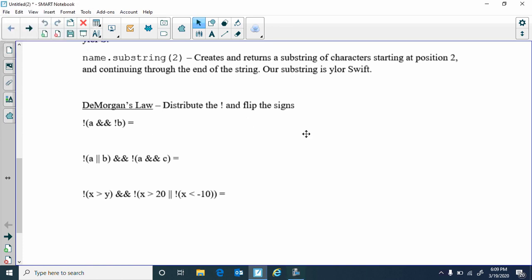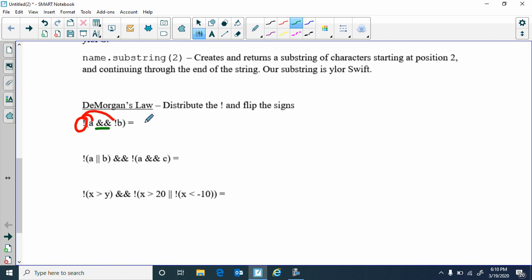This is a review of DeMorgan's law. Now, DeMorgan's law is what we use when we're talking about truth tables. So, for example, if we have not (A and not B), we have a not outside of our parentheses. What we have to do is distribute that not to each of our parts, and then we have to flip the sign in the middle.